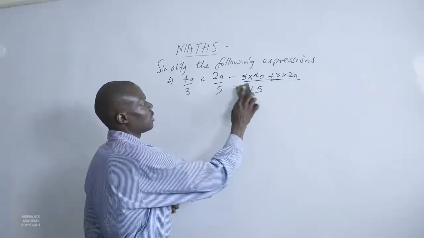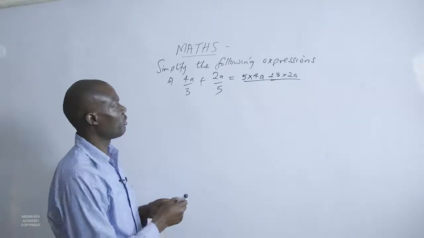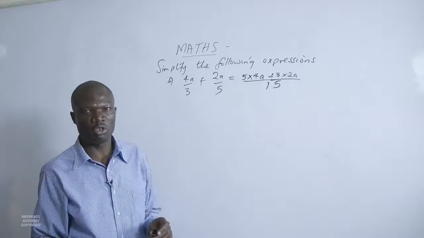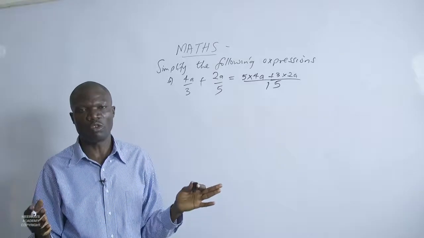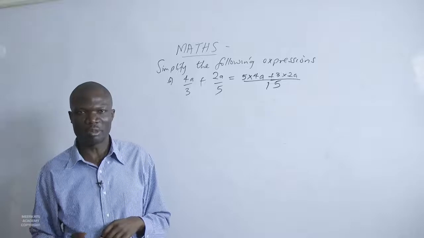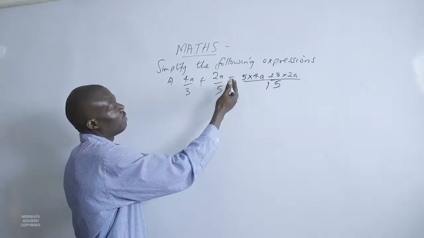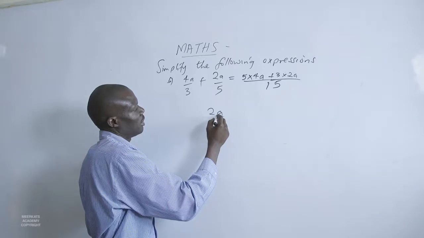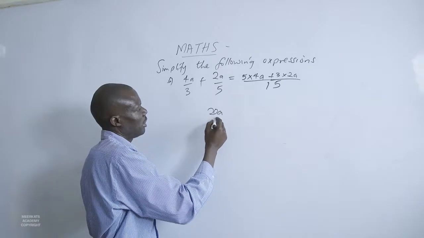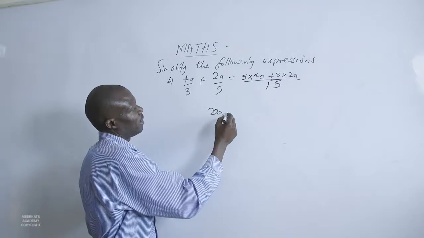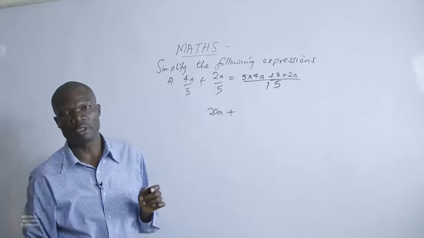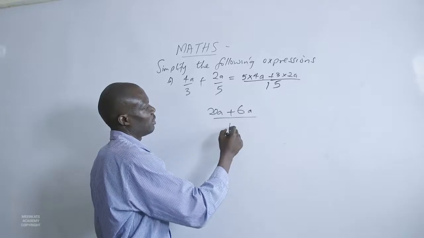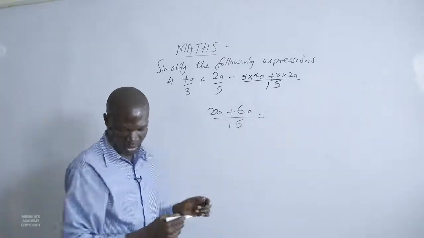So in this case, we have 15. We are now able to finish the order of operations by dealing with the multiplication from the left. So 5 times 4a gives us 20a, and then plus 3 times 2a gives us 6a, all of it over 15.